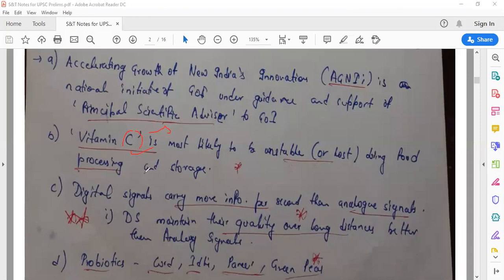Vitamin C has a basic fact that was asked again. I was doing certain tests, and in that it was asked which of the following vitamins can be lost during food processing and storage. So vitamin C. And where do you find vitamin C? In lemon, citrus fruits, oranges, and even in broccoli. If you want to know the sources, I will show you the sources also.